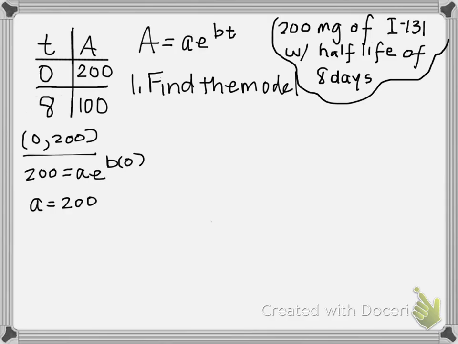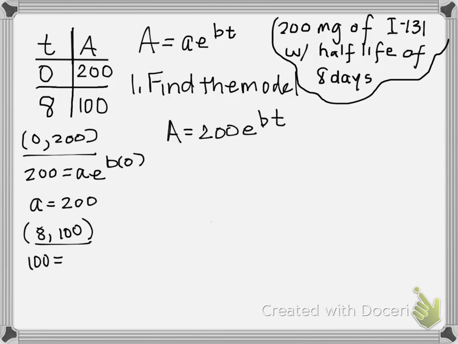Now, after you've done a few of these, you begin to see that this is always working out this way. Given that point, 0 and then some value, that's what a is equal to in the exponential model. So we've got a, and I can write a equals 200 e to the bt, but I need to find b. So I'm going to take the second point, 8, 100, and plug that in.